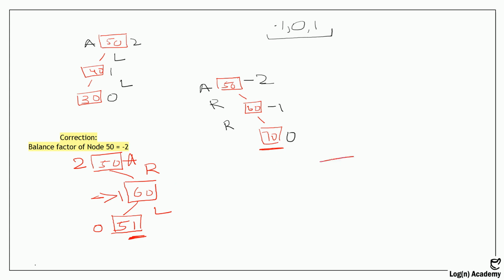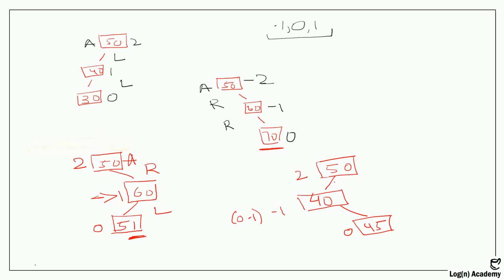And for the last case, we have 50, and then we have 40, and then we have 45. In this case, the balance factor of 45 is 0. The balance factor of 40 is minus 1, right? Why minus 1? Because we do not have anything on the left hand side, so it's 0 minus 1. And for 50, it's 2, right?